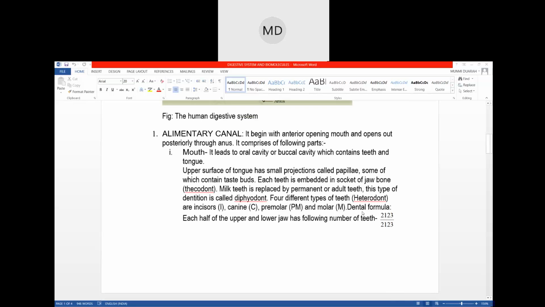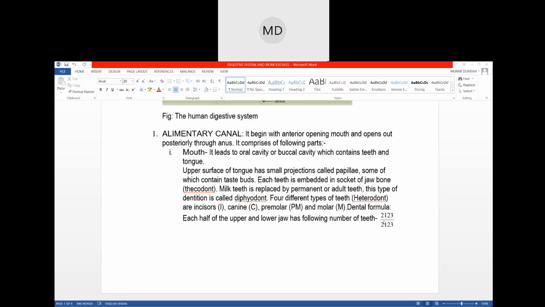Okay, so this 2 is for the incisors, 1 for the canine, 2 for the premolar, 3 for the molar. Just remember that this 2 is for incisor, this 1 is for canine, this 2 is for premolar, and this is for molar. In the same way here also, incisor, canine, premolar, molar, and the same for this one also.